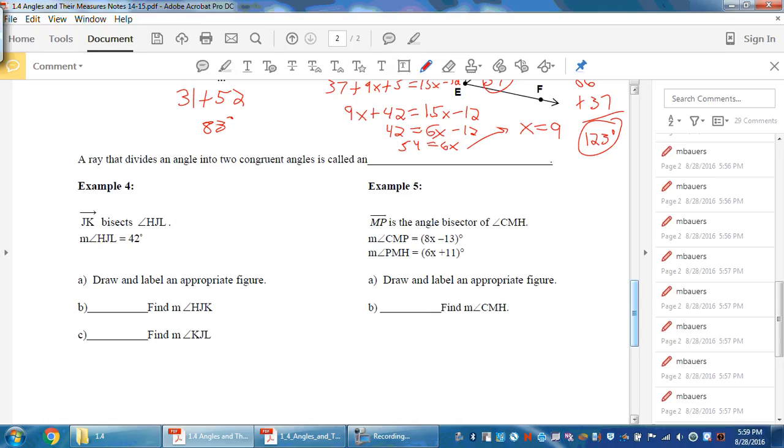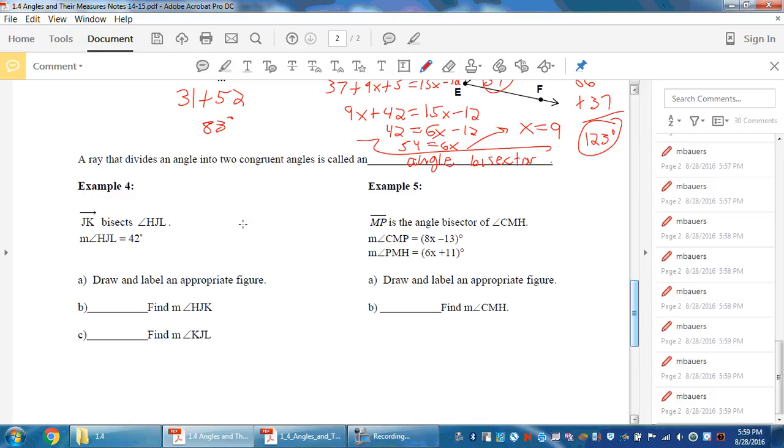Now, we have another term here. A lot of terms. This is saying a ray that divides an angle into two congruent angles. That's called an angle bisector. It's similar to, for example, a midpoint on a segment. We already know if an angle is cut into two different parts, the parts added up equal the whole. But in this case, the two parts are going to be congruent.